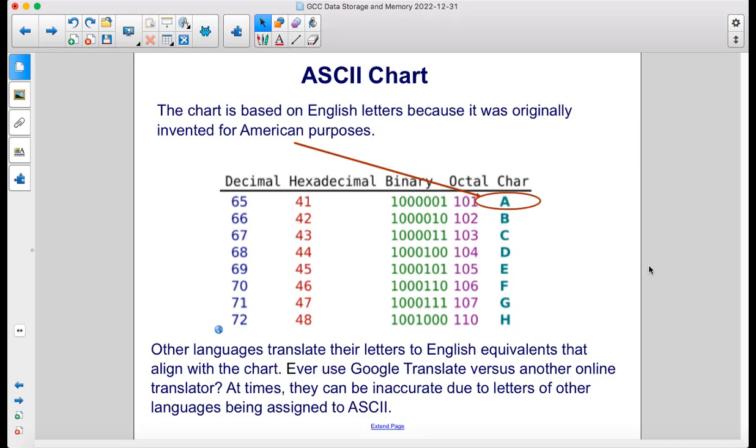The chart is based on English letters because it was originally invented for American purposes. Other languages translate their letters to English equivalents that align with the chart. Ever use Google Translate versus another online translator? At times, they can be inaccurate due to letters of other languages being assigned to ASCII.